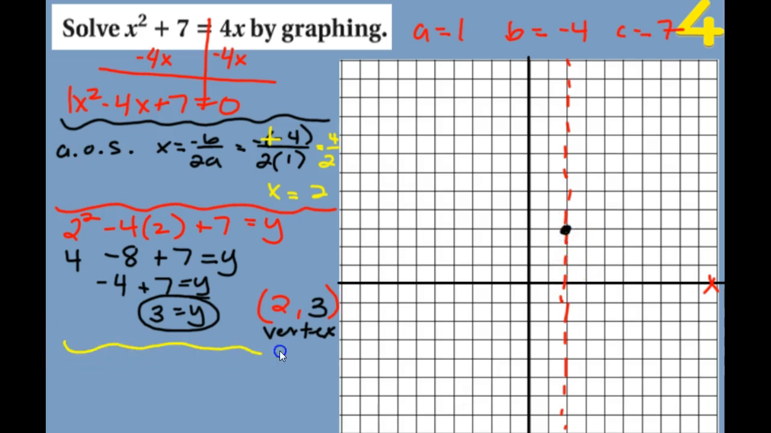And then last part here, we need to figure out what is our point that we're going to graph. 0, c. So c in here is 7, so we plot 0, 7 that we can reflect. So 0, up 1, 2, 3, 4, 5, 6, 7, and reflect it across the axis of symmetry, 2 on the other side.